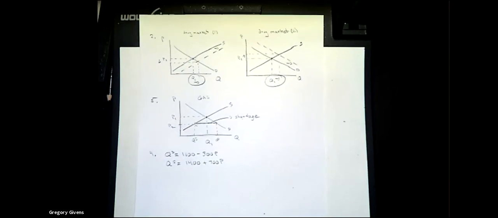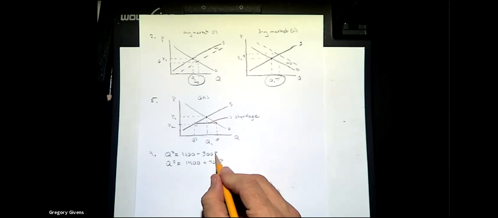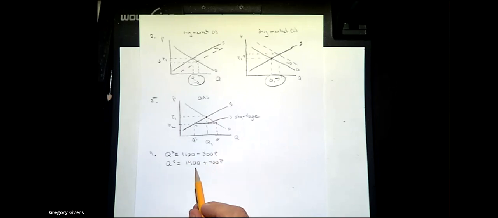Okay, so here is the demand curve. QD is equal to 1600 minus 300 times P, and quantity supplied is 1400 plus 700 times P. How do we find the equilibrium price and quantity in this situation? Sean?